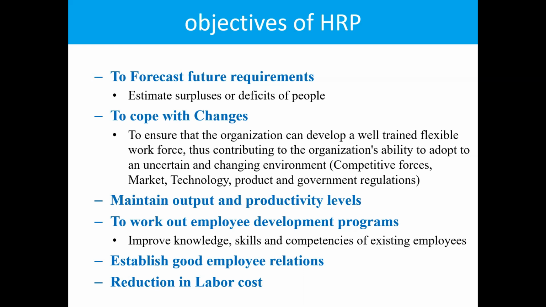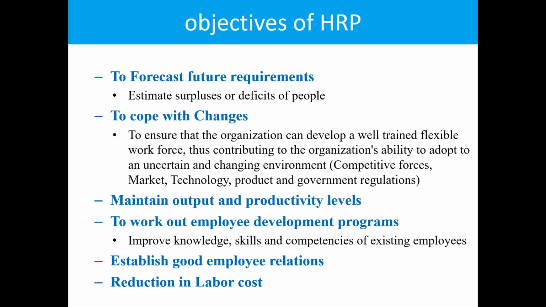And also, another objective is to maintain the output and productivity levels. Without people, how can we maintain our output levels? Let's say, for example, we need 100 people, but we have only 20 people in our organization. There is an 80 people shortage. So without 80 people, how can we do our business operations, right? Then we lose business opportunities.